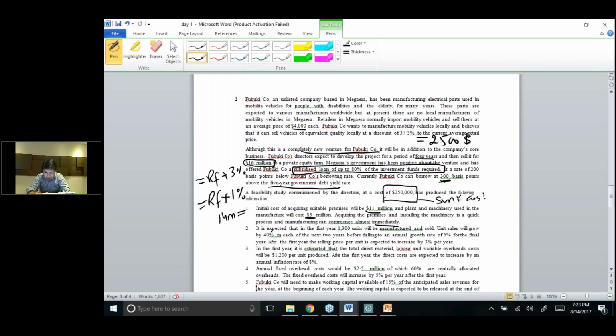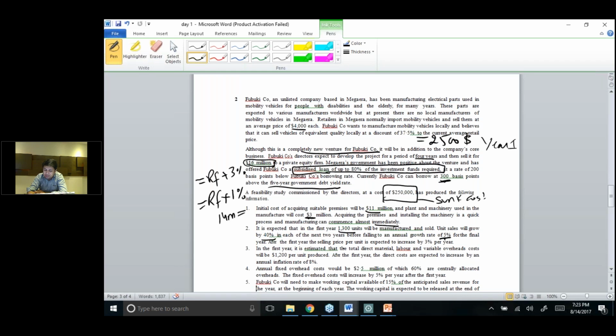It is expected that in the first year, units are 1300. Units will grow by 40% in each of the next 2 years. That means 1300 into 1.4 in year 2. Then the answer multiplied by 1.4 in the next year, before falling to an annual growth rate of 5%, and in year 4 the growth rate is only 5%. After the first year, 2500 selling price in year 1.